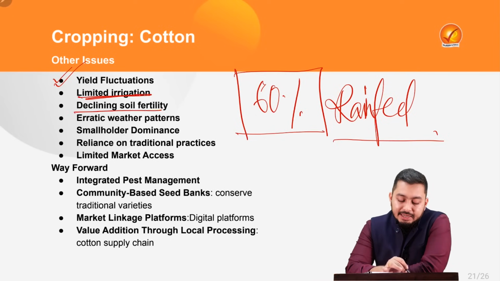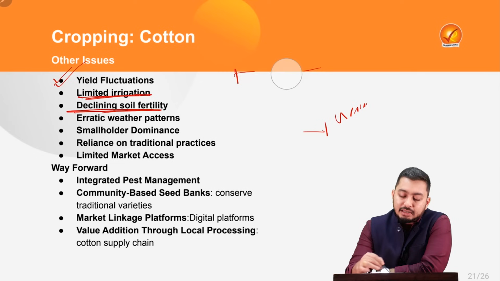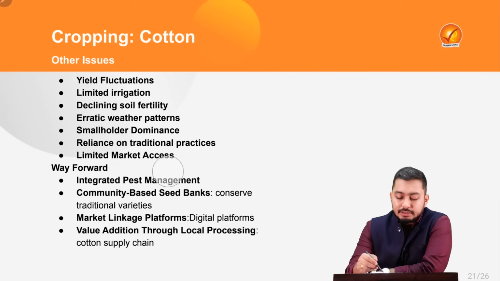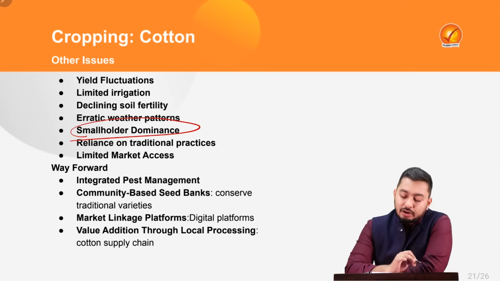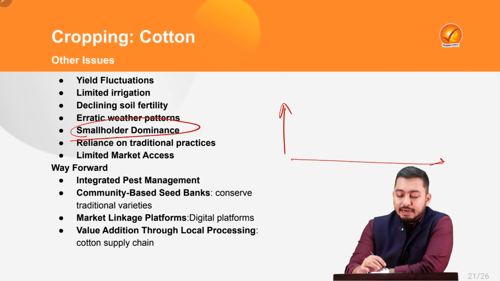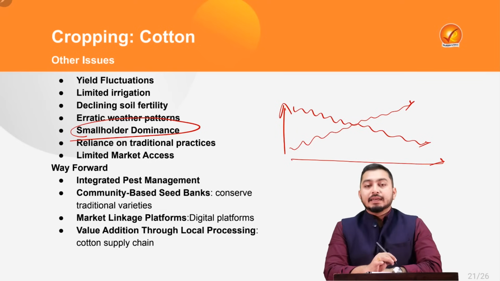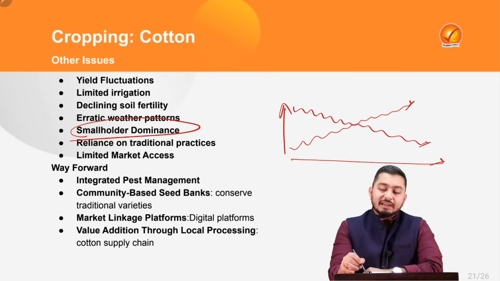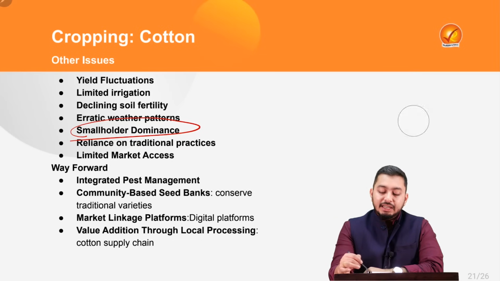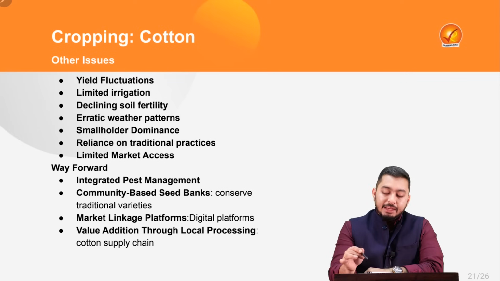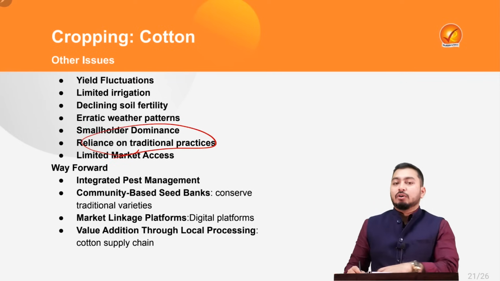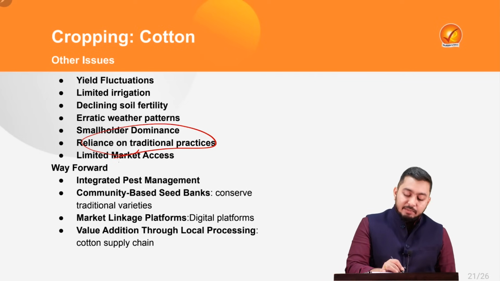Limited irrigation, then declining soil fertility, and this is a common concern all across, including in the green revolution belt, that there has been something called soil fatigue. Then you have smallholder dominance. Over a period of time, the number of small landholders has increased. The per capita land has decreased below 1 hectare in India, and due to the division or subdivision of the land between families, the overall production and productivity is tending to decline. Then again, you are dependent on traditional practices because of a lack of economy of scale and limited market access.